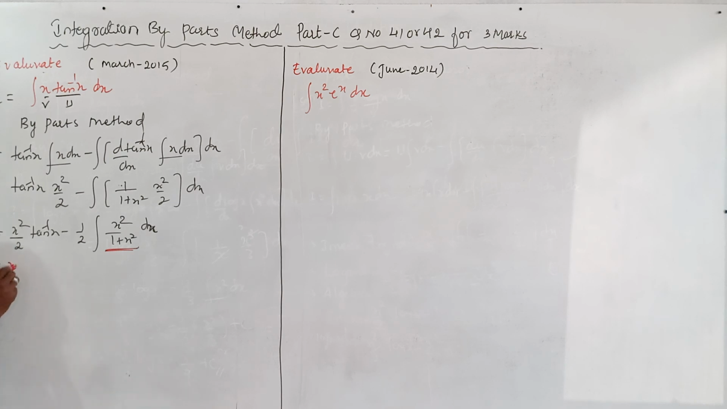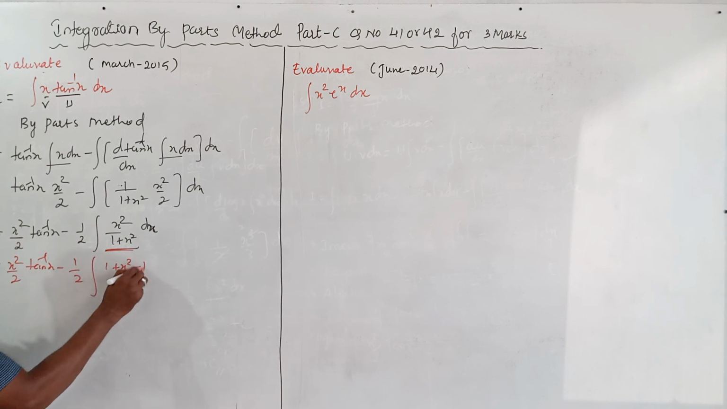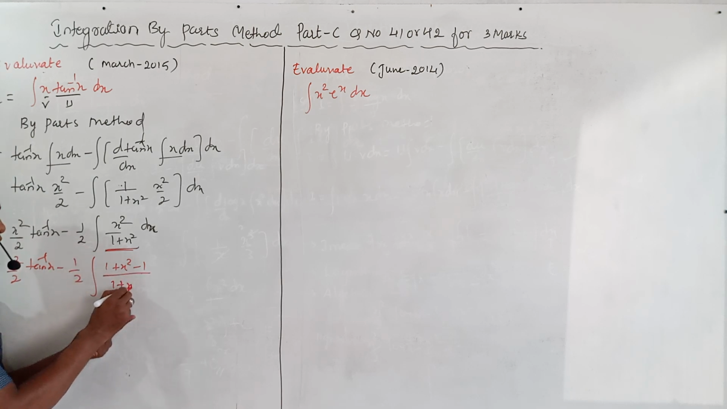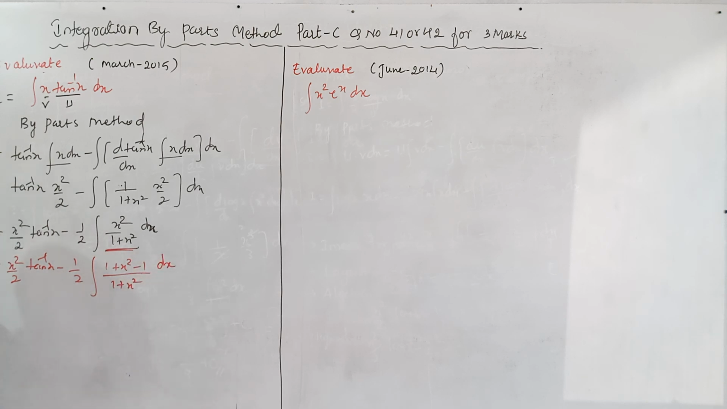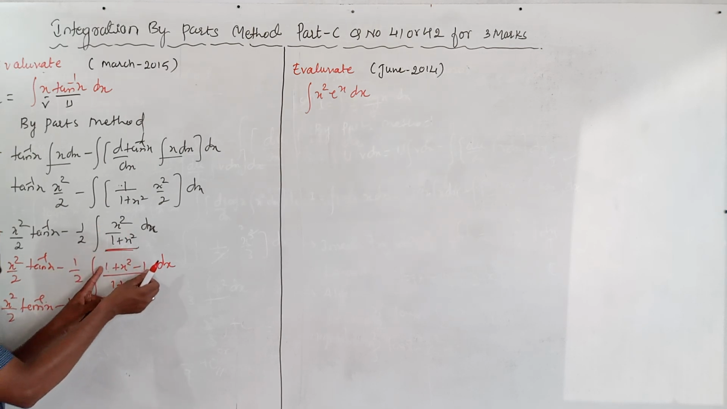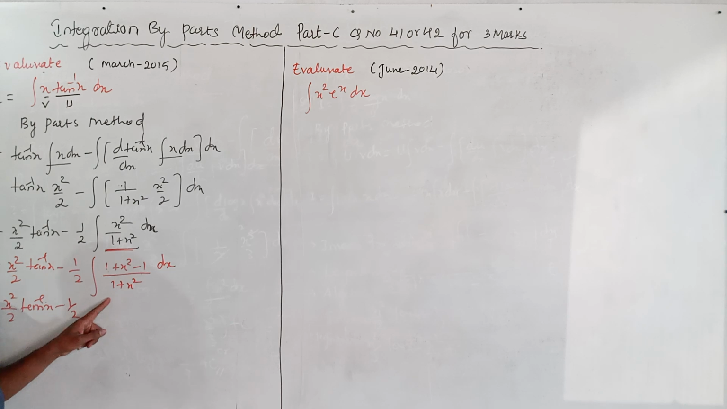Right here, x square divided by 2 tan inverse x as it is, minus 1 by 2, see here, 1 plus x square minus 1. Adding and subtracting 1 in the numerator, over 1 plus x square dx. This is x square divided by 2 tan inverse x minus 1 by 2. What I did here is add 1 and subtract 1. Again, if you cancel, you will get the original term, that is the previous x square by 1 plus x square, minus 1 by 2.